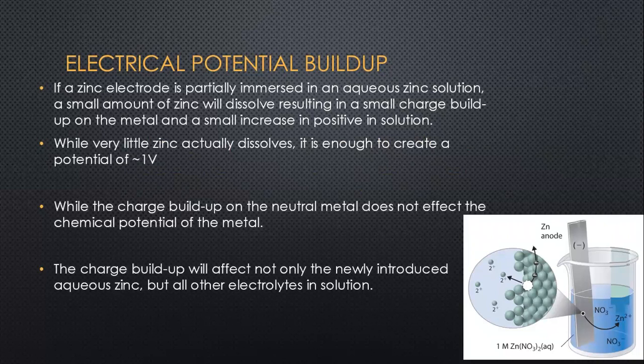dissolution of zinc into zinc solution, to see what's actually occurring as the metal slowly dissolves. Now, if we put a zinc electrode and partially immerse it in an aqueous zinc solution, as zinc dissolves, we're going to see electrons donating into the metal and zinc going into solution, where we see a small negative charge buildup on the metal and a small positive charge buildup in solution. Now, while very little zinc actually dissolves, there's enough to create an electrical potential of about 1 volt.